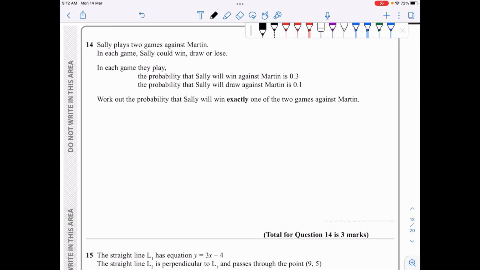So this means we've got a win and a no win, or a no win and a win. The probability of winning is 0.3, and the probability of not winning is 0.7, 1 minus 0.3, because this includes the probability of drawing and the probability of losing. And then the probability of not winning is 0.7 times the probability of winning, which is 0.3. Now this is 0.21 plus 0.21, which is 0.42.